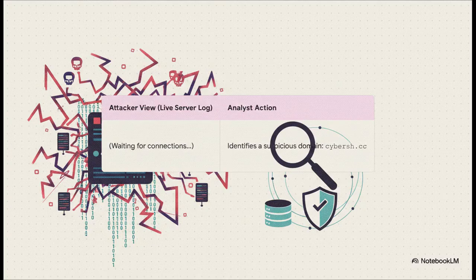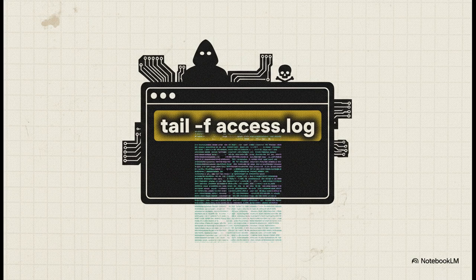Okay, so on the left, that's the attacker screen. They're sitting on their malicious server, just watching to see who connects to their website. And on the right, we have our analyst, who's just flagged that domain, cybershish.cc, as hostile. The attacker's log, it's completely quiet. For now. And look at the command the attacker is using. It's just a simple tail on their access logs. This is a super basic command that gives them a live, real-time feed of every single connection hitting their server.